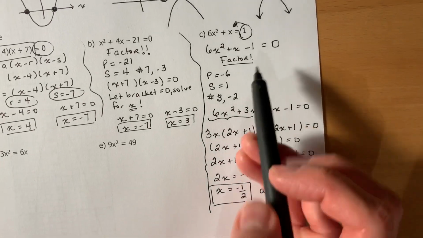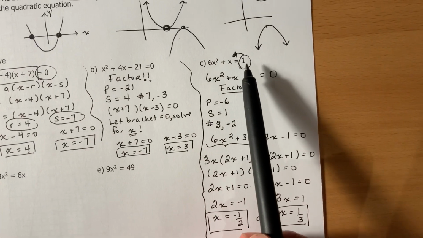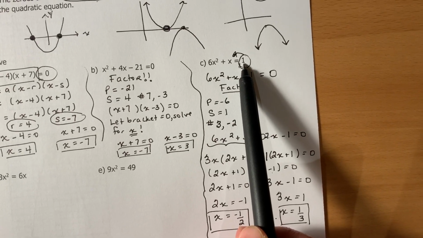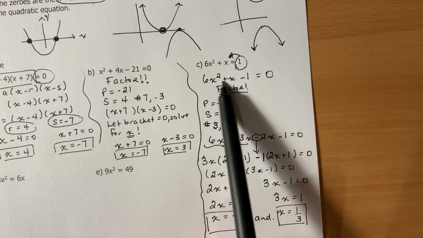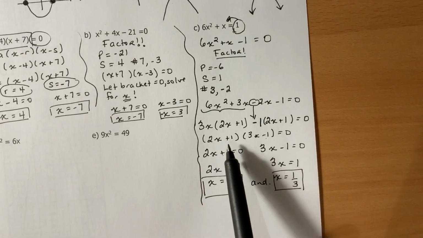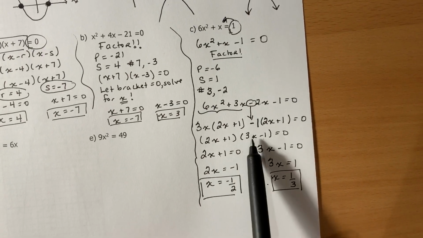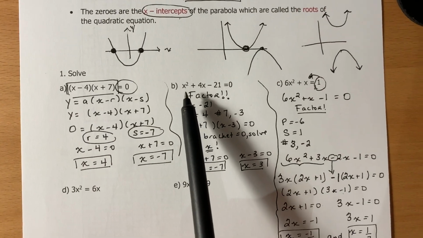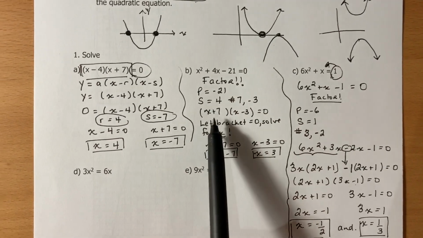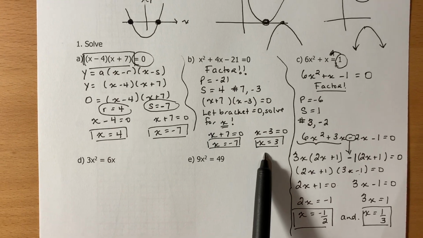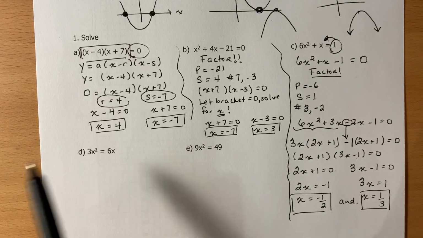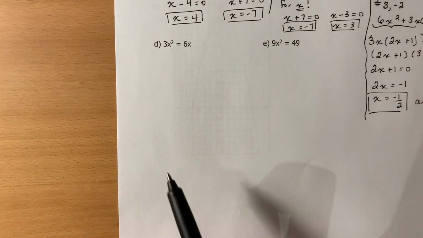Okay, so your steps are to make sure that your equation equals 0, your quadratic. Then you must factor. After you factor, you let each of your brackets equal 0 and solve for x, which is exactly what we did here. It equaled 0. We factored. We let the brackets equal 0. Solve for x. This was factored. Okay, let's look at the last two.